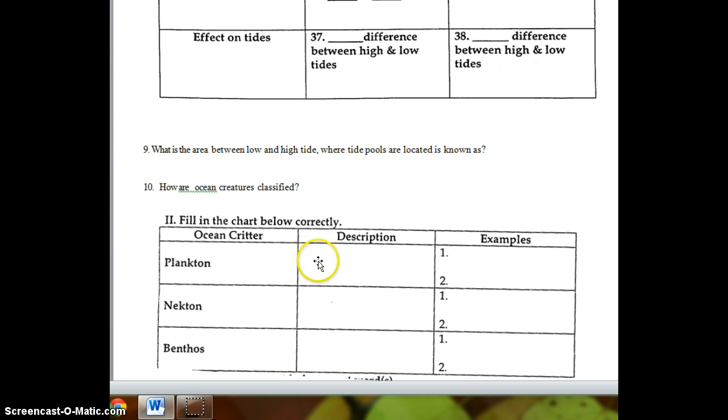Now, plankton, those are floaters. They depend on waves and currents to get them from one place to another. Examples of that would be algae or zooplankton.